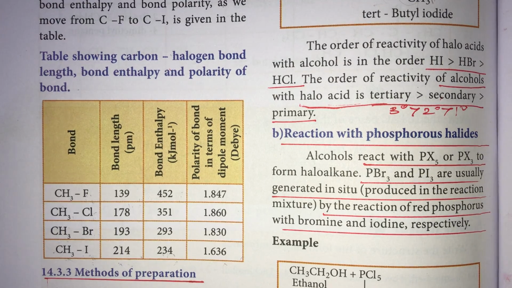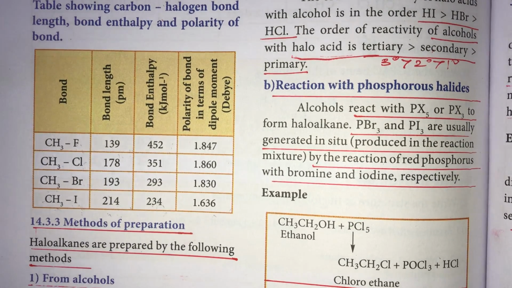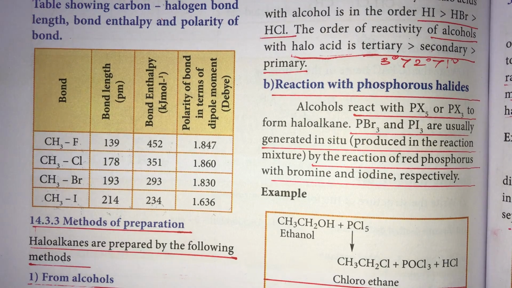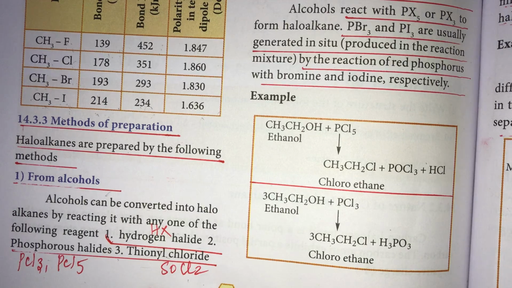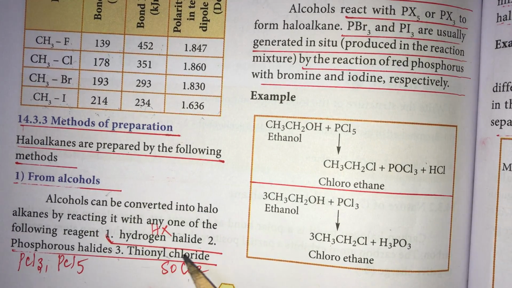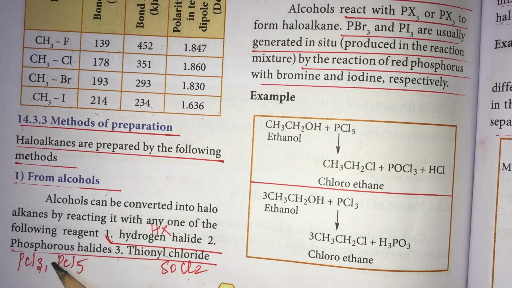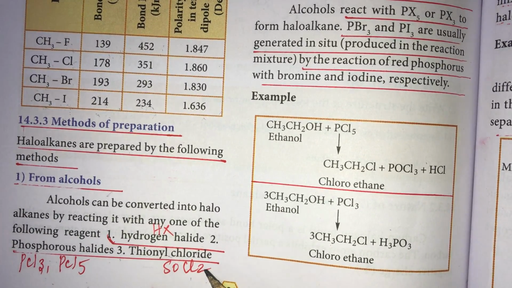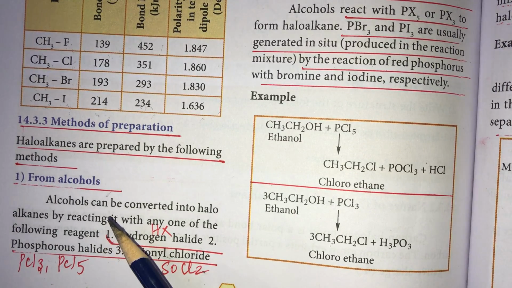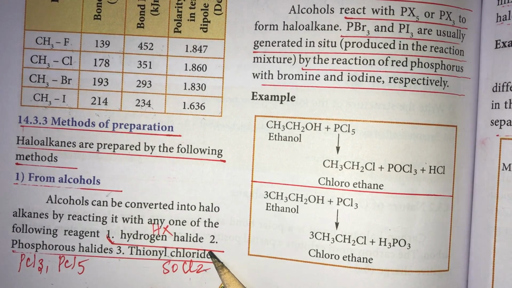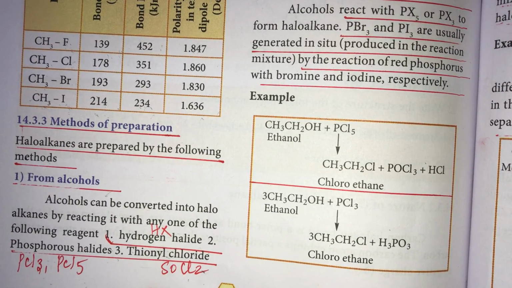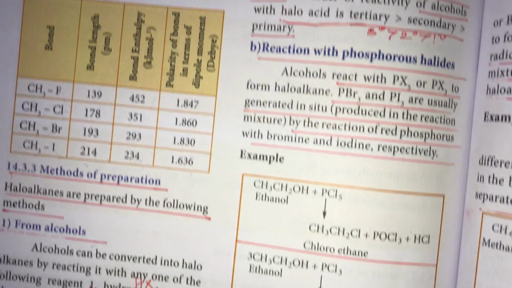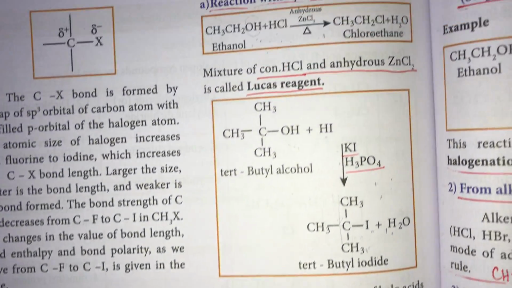Next one is methods of preparation of haloalkanes. How to prepare haloalkanes? The first method is from alcohol. Alcohols are converted into alkyl halides by reacting with hydrogen halide, by reaction with phosphorus halides like PCl3 and PCl5, and by reaction with thionyl chloride. So treatment of alcohol with halogenating agents like hydrogen halide, phosphorus halides and thionyl halides gives haloalkanes.